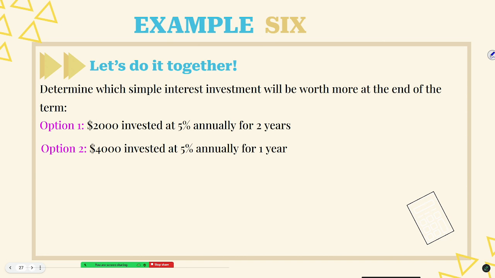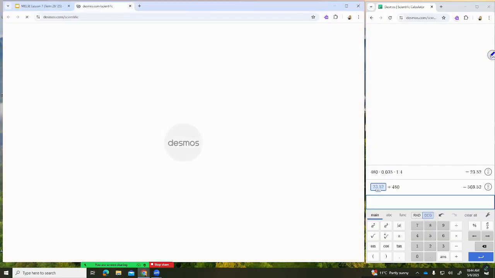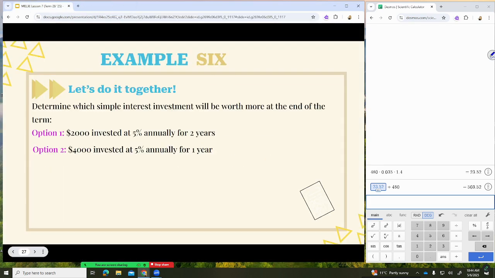Let's determine which simple interest will be worth more at the end of the term. If we invest $2,000 at 5% annually for 2 years, how much simple interest will we get? As opposed to investing $4,000 at 5% annually for just 1 year. Which one do we think is going to give us more?